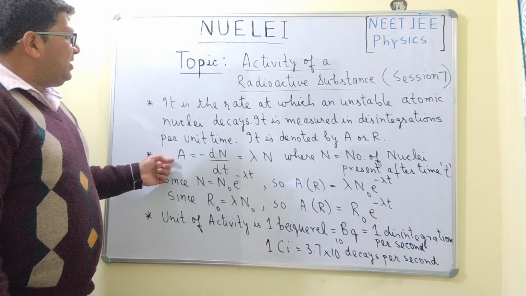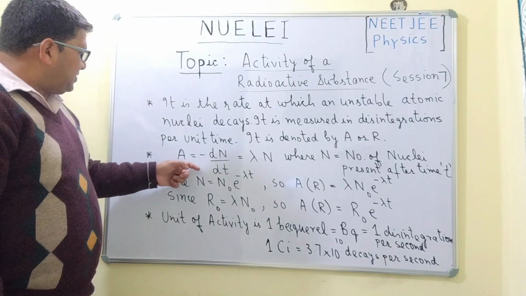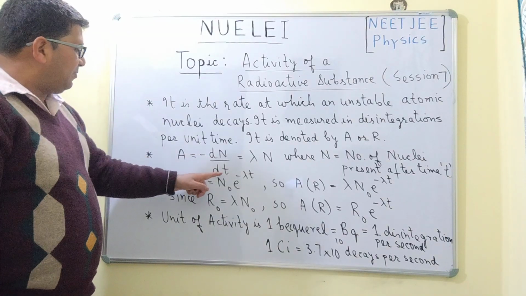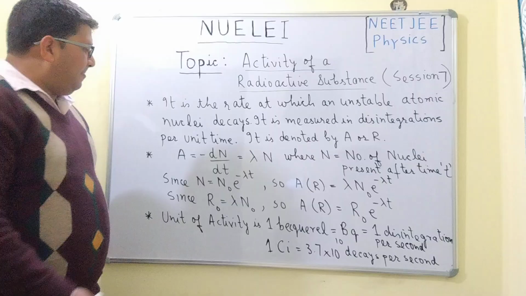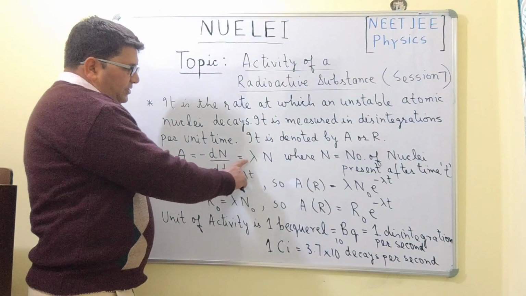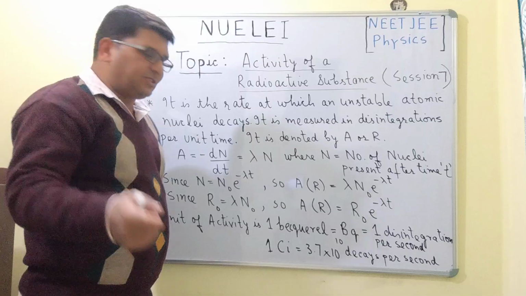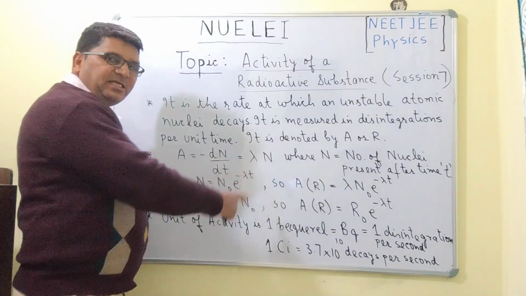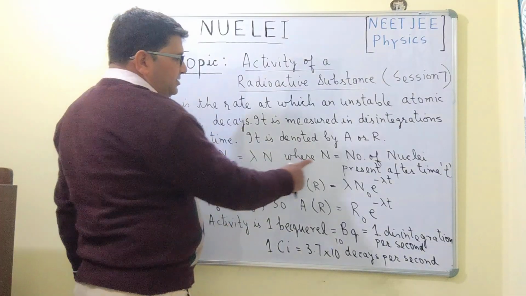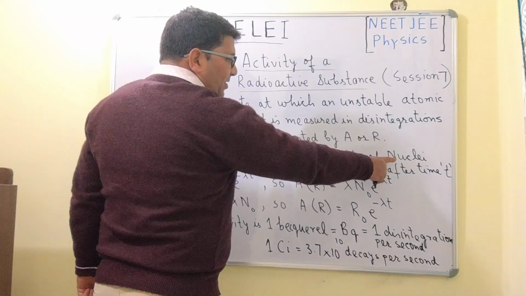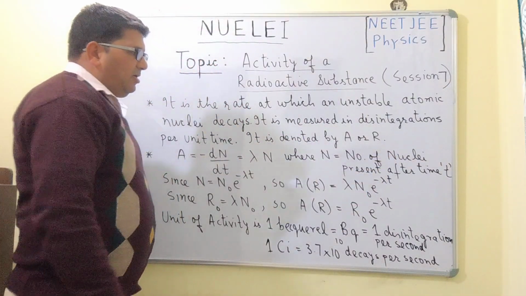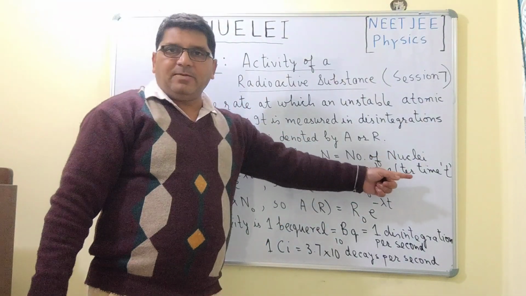The activity of a radioactive substance is equal to minus dN upon dt, and this is equal to lambda into N. This is what we have already studied in the session number 4. Here lambda is the decay constant, and here N is the number of the radioactive nuclei which are present after the time t.